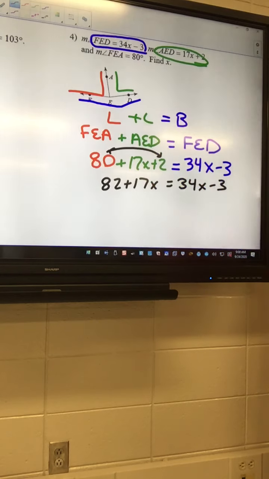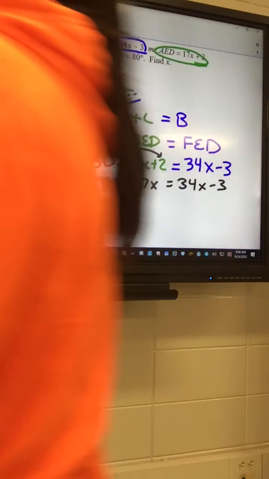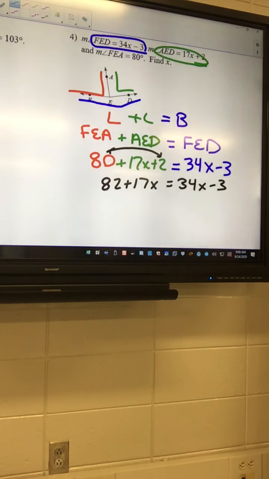Okay, so we combine our like terms. What would our next step be? Okay, yeah, so we're going to move, we'll say numbers to the right and letters to the left. Okay, and what's our last step always? Divide, perfect.